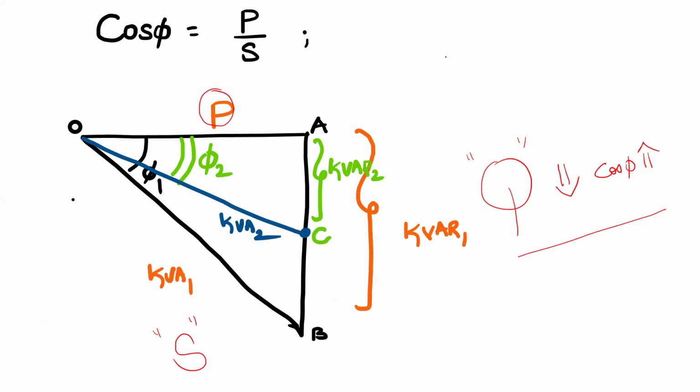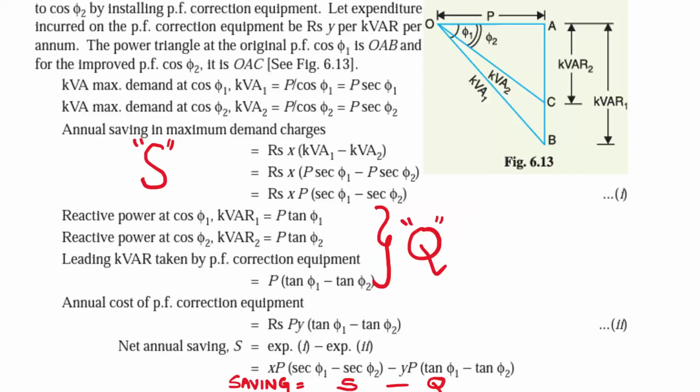Yeah, remember that. Or else, can you write it like this? Observe this slide. This is the same slide here. From that, the value is only a simple derivation. kVA maximum demand at cos phi. kVA1 is equal to, what's the formula there? Just remember, cos phi 1 is equal to P by, what's the formula here?